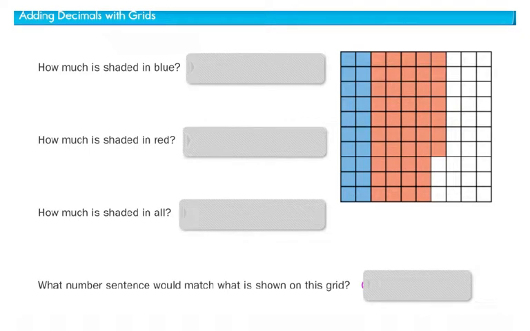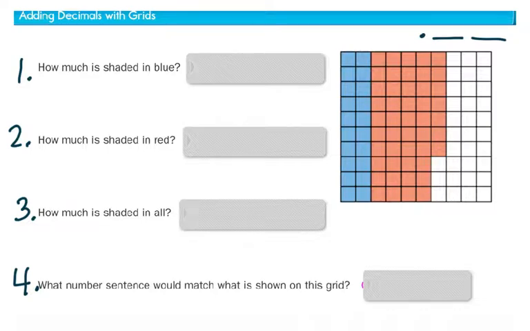On your whiteboard, I want you to number 1 to 4. How much of that box is shaded in blue? Please write it as a decimal. Number 2, how much is shaded in red? Write it as a decimal. There are 100 equal parts. So remember, tenths, hundredths. How much is shaded in all? And what number sentence would match what is shown on the grid? Would you please pause your video and answer these 4 questions?